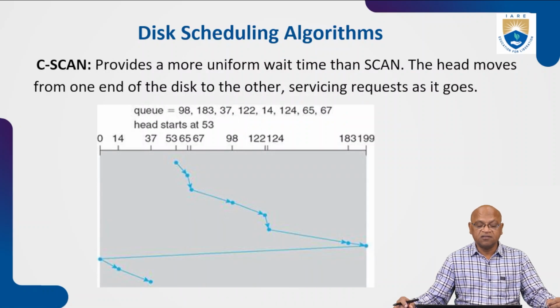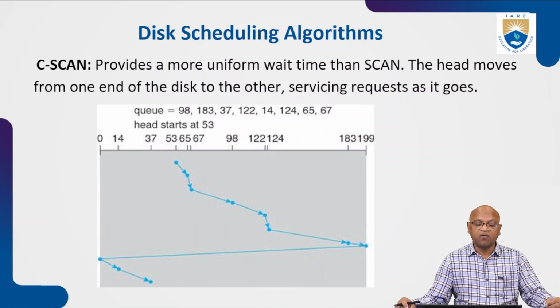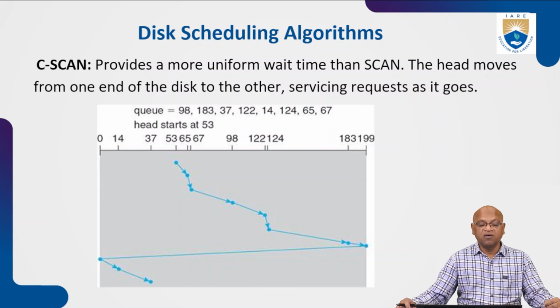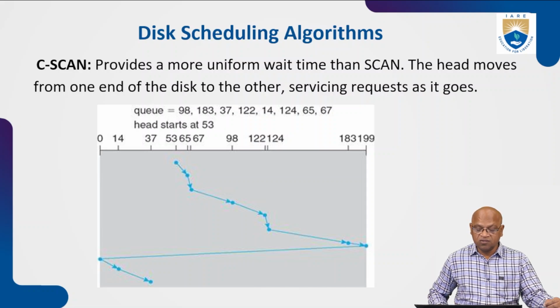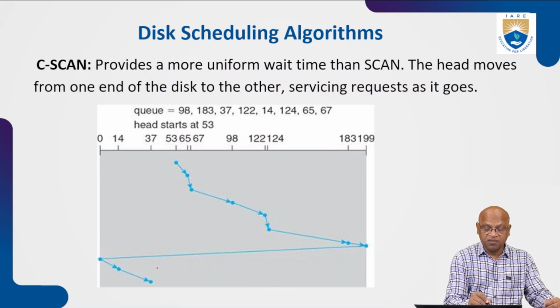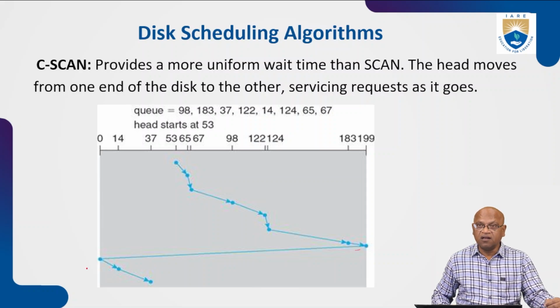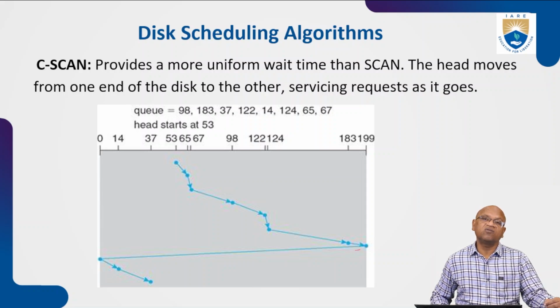So next one, this we have already seen. C-SCAN provides a more uniform wait time than SCAN. The head moves from one end of the disk to the other, serving requests as it goes. So it jumps back from here. It jumps back like this in one direction, going back to the last. In this direction, it won't serve anything. So it serves in only one direction.